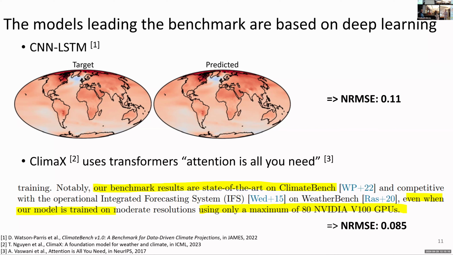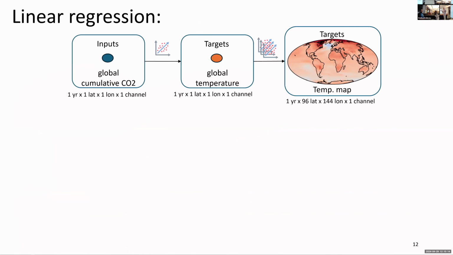Okay, so this is before I started working on this, and now this is my work, where we thought about, what if we take a little bit of a step back and just take global cumulative CO2 emissions, ignore all the aerosols and the methane, and map that onto global temperature with just one linear regression model that has two parameters. Then we fit one linear regression model per grid cell to map global onto local parameters. That gives us an approximately 30,000 parameter model.